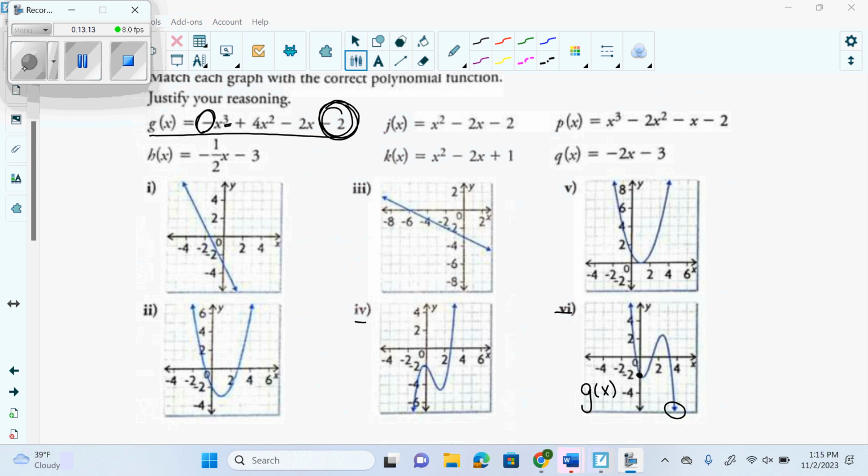So the other cubic one is p of x, but let's actually prove that's right. So this would be p of x, but let's see why. So I have a positive leading coefficient, so I need to be up on the right, and my y-intercept is negative 2, which is good.